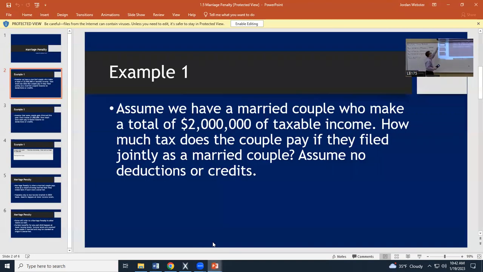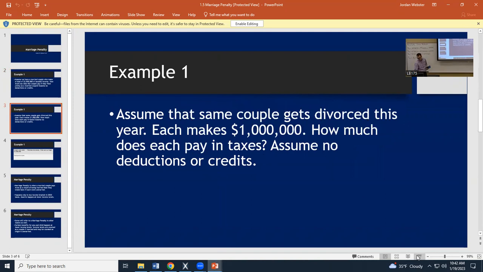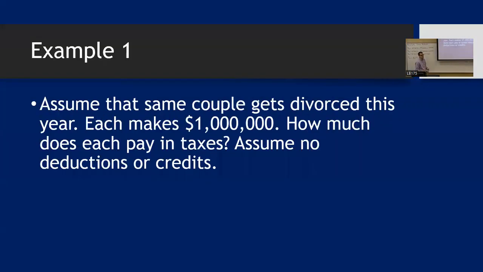All right. Let's say next year they get divorced. These two people get divorced. And that next year, each one makes $1 million individually. Okay, so how much does each pay in taxes? And if you double that tax amount, how much would they pay together?